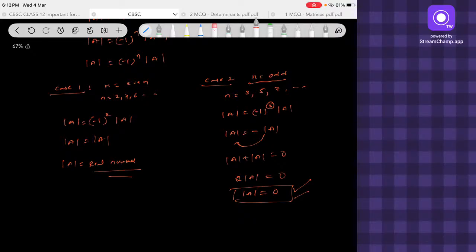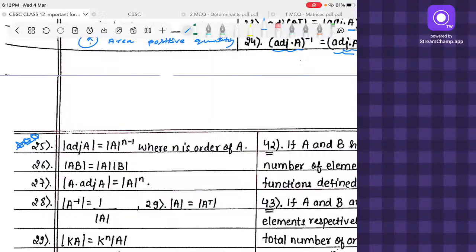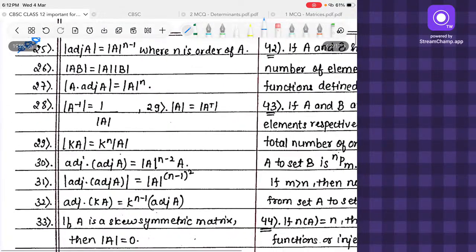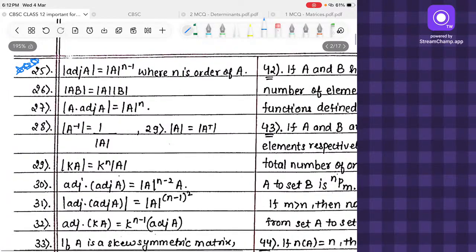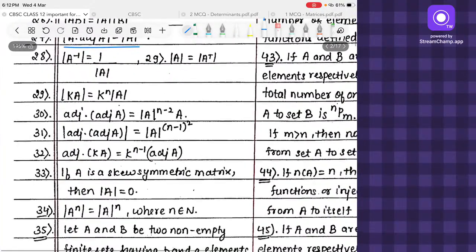Always remember, if the order is an odd number, the determinant of any skew-symmetric matrix is 0. If the order is an even number, the determinant of a skew-symmetric matrix is a real number. This is the property you should remember. These are the common properties.